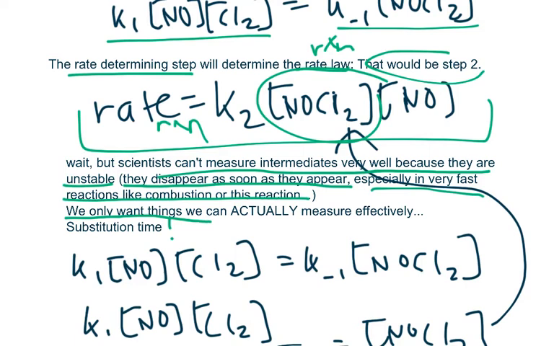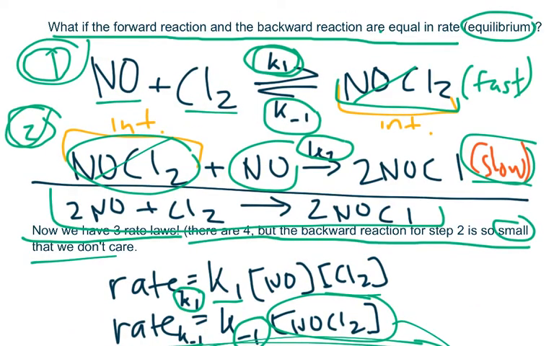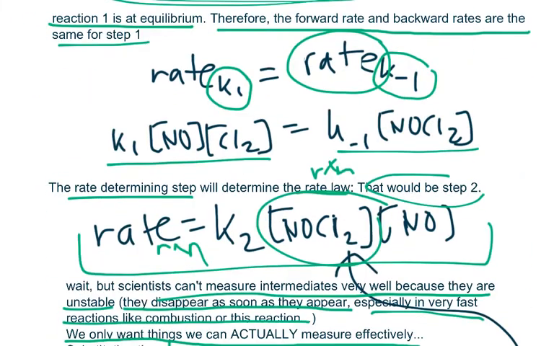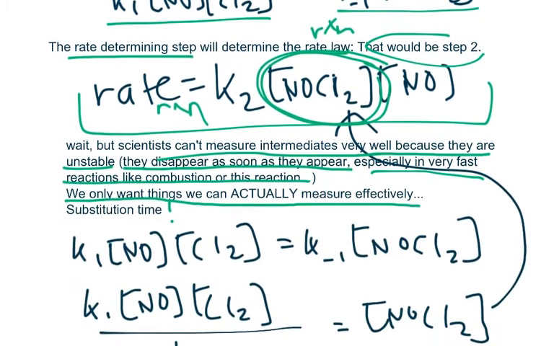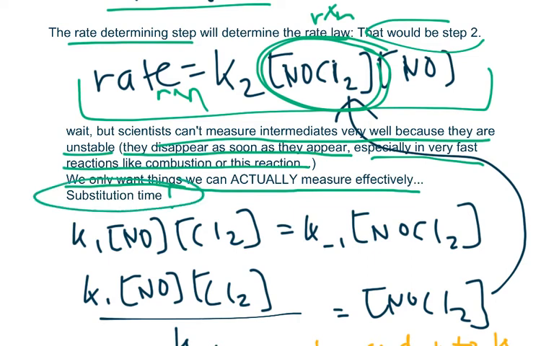So we only want things that we actually can measure effectively. Or in other words, the stuff in our rate law should belong in the net reaction, or in other words, it should have either NOCl2 or NOCl. So something like NOCl2 is hard to measure, so we want to substitute that for something else. So we're going to do some substitution.